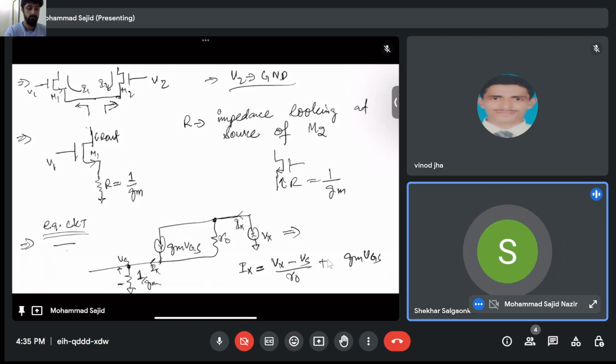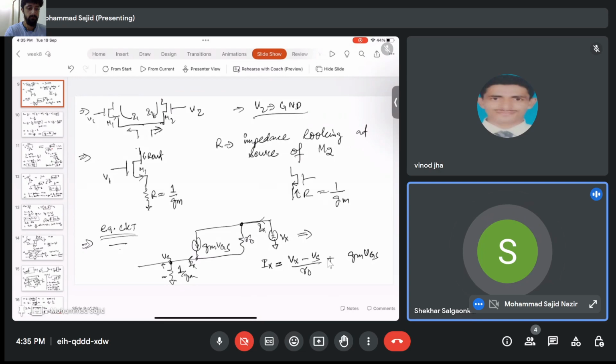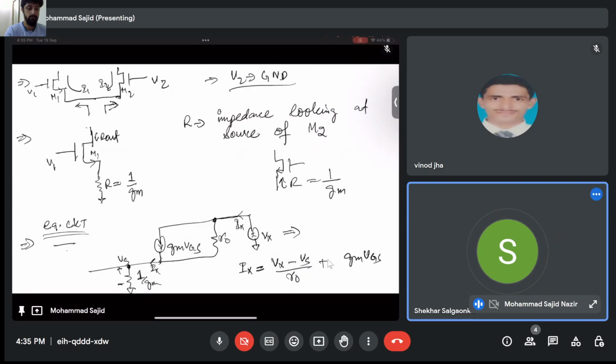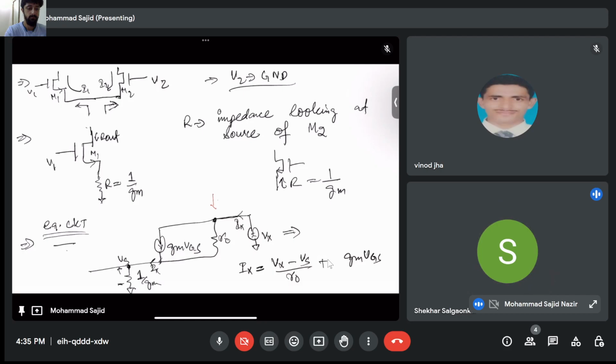Sir, if I calculate GM parallel to RO and then in series with 1 upon GM, will it give the same answer? The top one, the upper part of the circuit, GM parallel to RO, and then 1 upon GM in series. Will that give the same answer? I'm not actually getting your point.